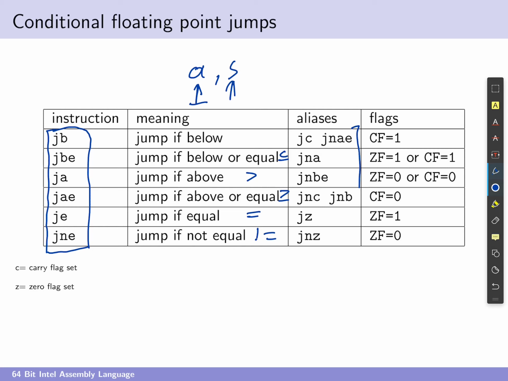There are certain aliases that are used a little less commonly. For example, JZ for jump if 0 is the same as jump if equal. And you can also have not above, not below or equal, or not below.